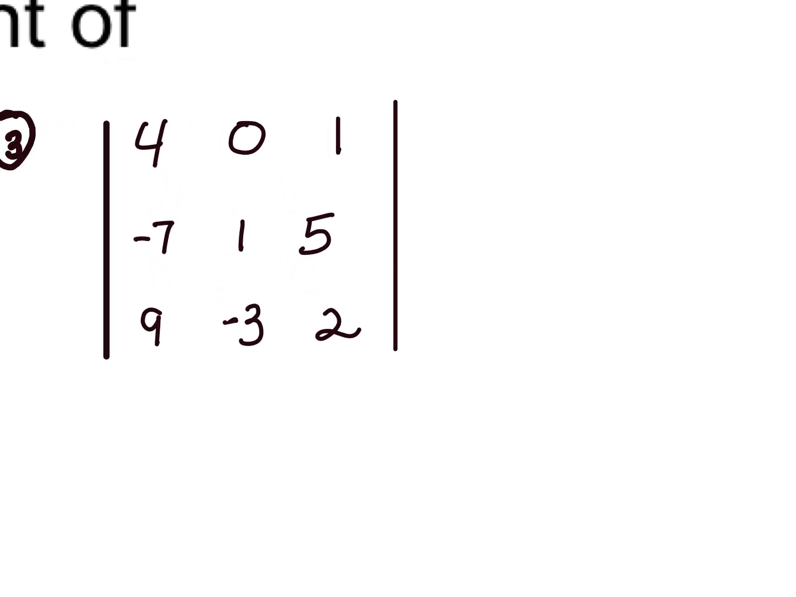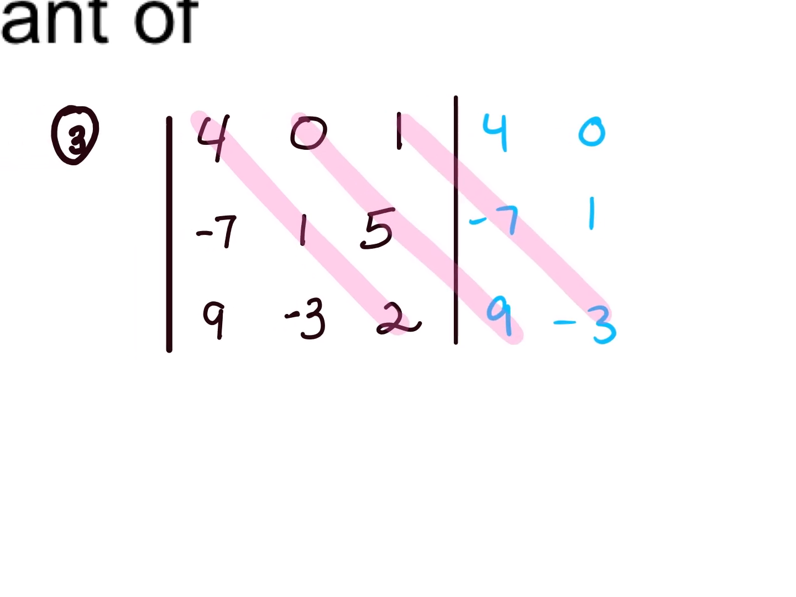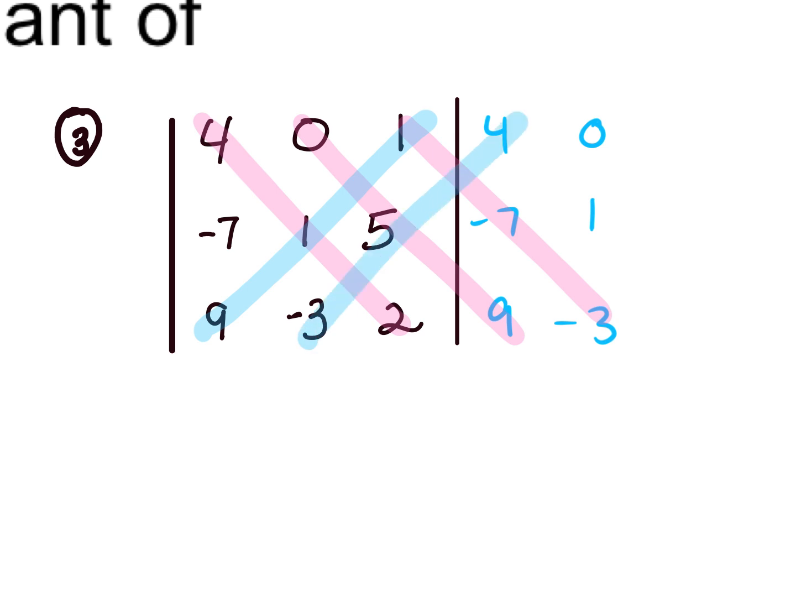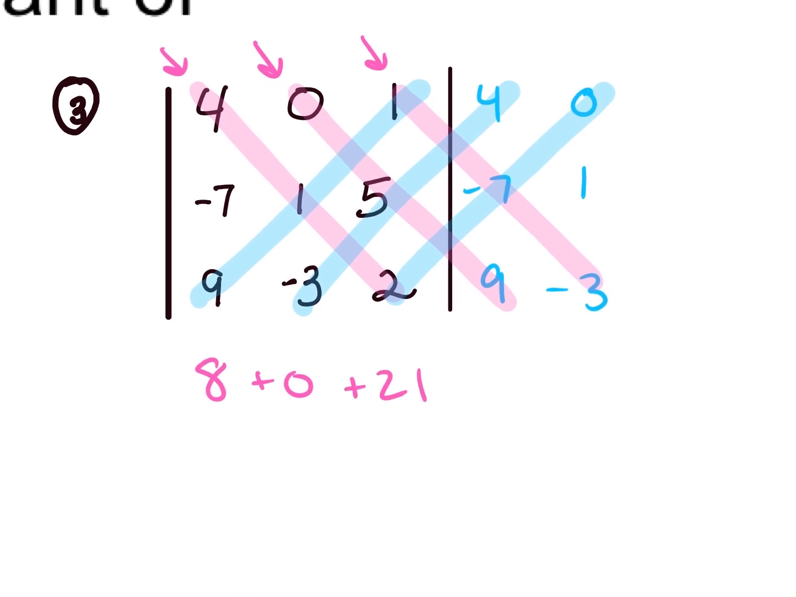All right, number 3. Last one. What do we do first? Write the first two columns. So 4, negative 7, 9, and 0, 1, negative 3. Next, we want to write our majors and then our minors. So starting with our majors, we multiply each diagonal together. So 4 times 1 times 2 is 8. Next diagonal, 0 times 5 times 9, 0. Next diagonal, 1 times negative 7 times negative 3, 21. So our majors would be 29.